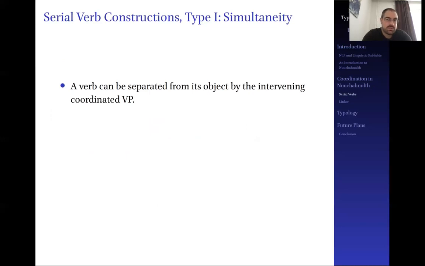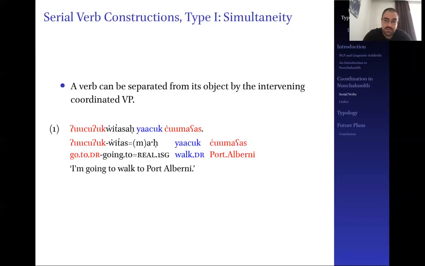The most interesting part about this serial verb construction, and others as we will see, is that a verb can be separated from its object by the intervening coordinated VP. So you actually already saw an example like this, example 1. Here I've changed the color coordination. For red, we have go to Port Alberni. Port Alberni is the object of go to. And in blue, we have the other verb, walk. As in English, in Nuuchahnulth, it would be ungrammatical to say, I am going to walk Port Alberni. The translational motion event has to be described with this verb, utzog, going to.